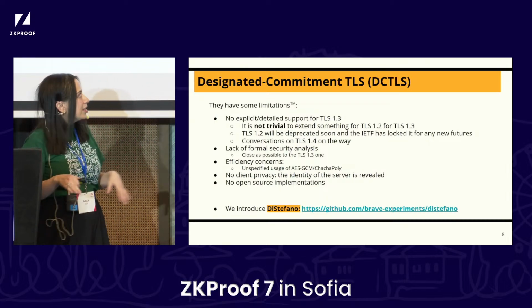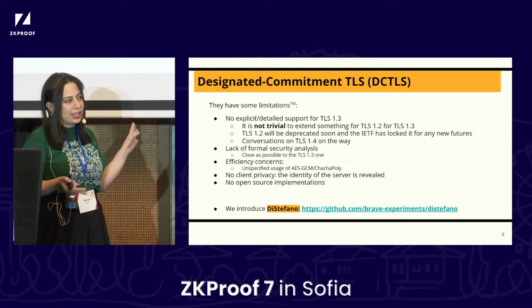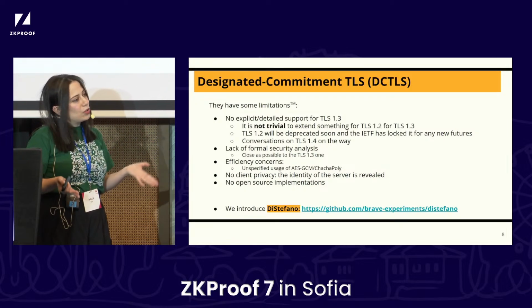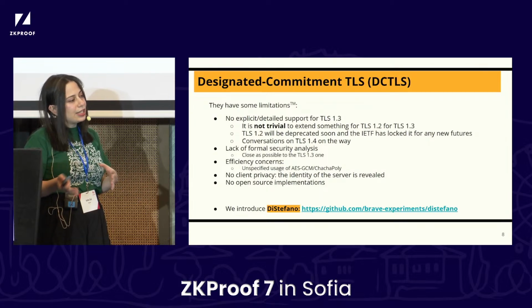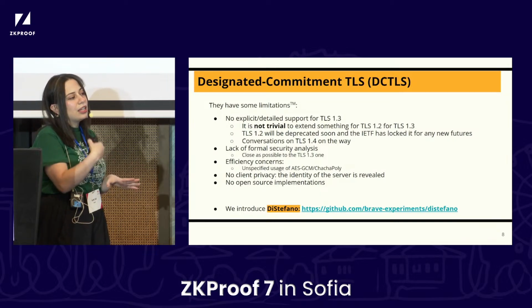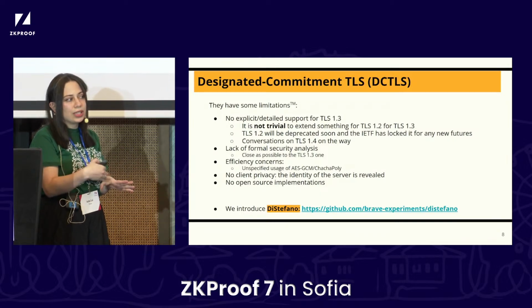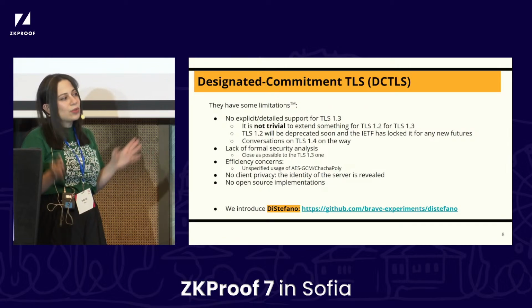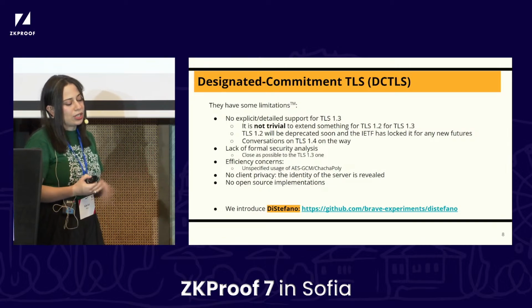What other limitations are there? Sometimes those protocols lack a formal security analysis. Something that you see if you read the paper is that, at least in our protocol, we wanted to have a formal security analysis that was as close as possible to the formal security analysis that was performed for TLS 1.3 during the standardization process. We wanted to achieve the same properties that that protocol achieves.